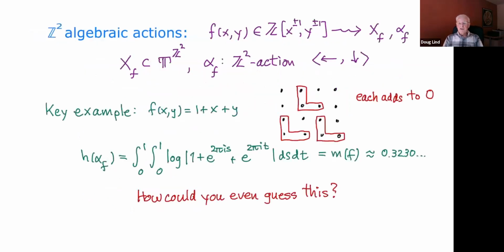Okay, well, let's move on to Z-squared algebraic actions. And the generalization should be pretty straightforward to you by now. We start with a polynomial now in 2 variables instead of 1, f of x, y. And I will again create a group X_f, and now a Z-squared action alpha_f. And we'll do it by an example, 1 plus x plus y.